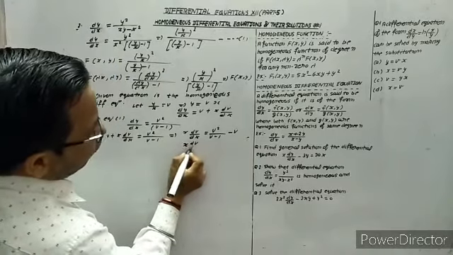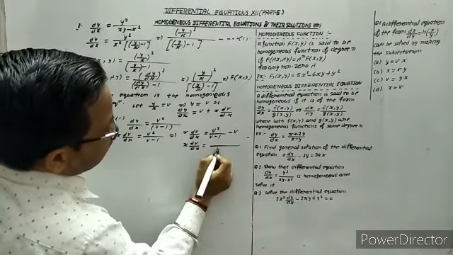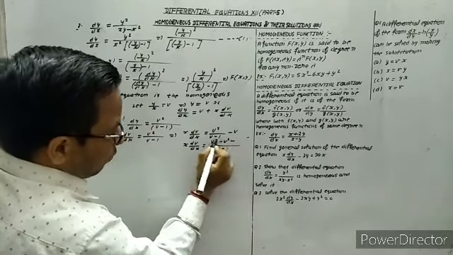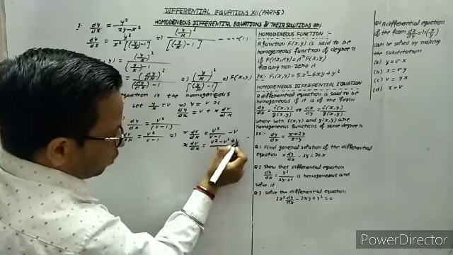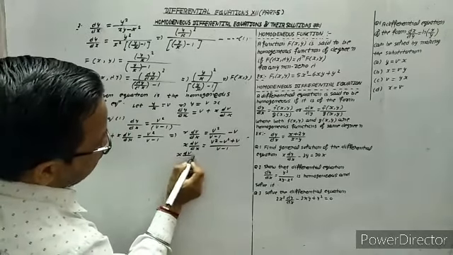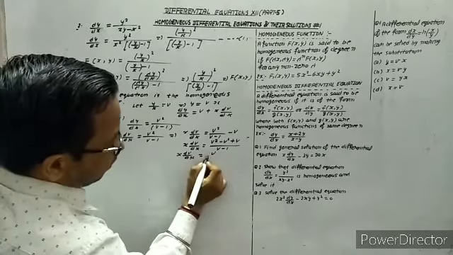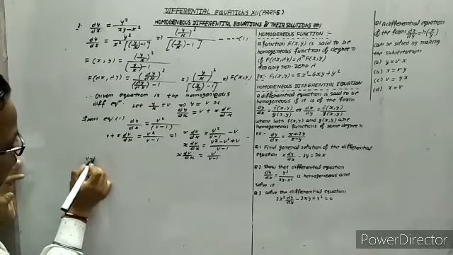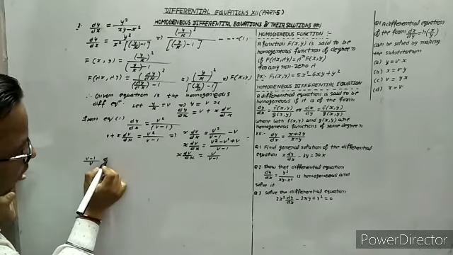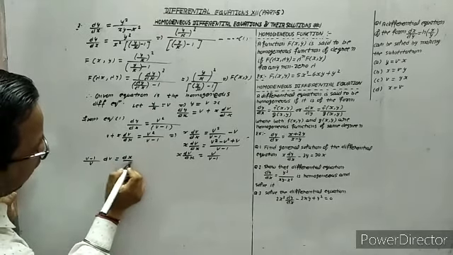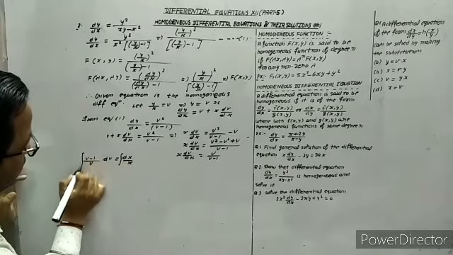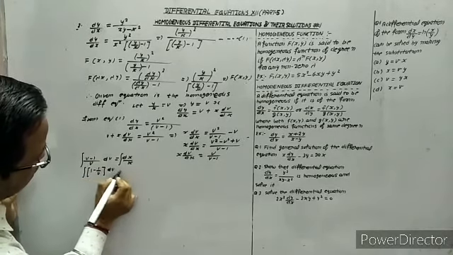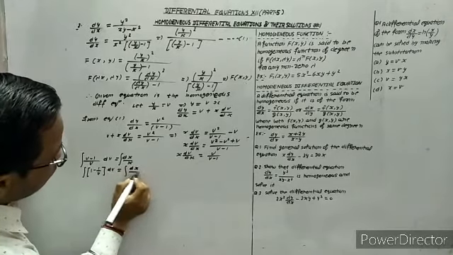It means x dv over dx is equal to, taking the LCM, (v² minus v² plus v) upon v minus 1. It means x dv over dx is equal to v upon v minus 1. Now it implies that (v minus 1) upon v dv is equal to dx over x. On integration, it means we will get the integral of (1 minus 1/v) dv is equal to the integral of dx over x.